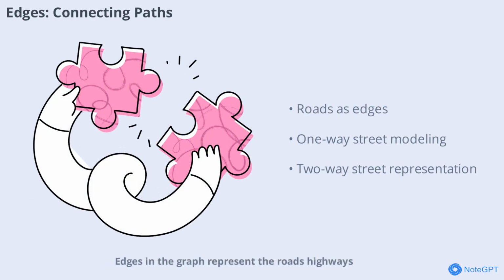Edges in the graph represent the roads, highways, and walkways that connect the vertices. Each edge is a possible path you can travel, linking one decision point to another. Google Maps carefully models these connections to reflect real-world conditions, including one-way streets and two-way roads. By representing every possible route as an edge, the app can calculate the best way to get from point A to point B, considering all available options.